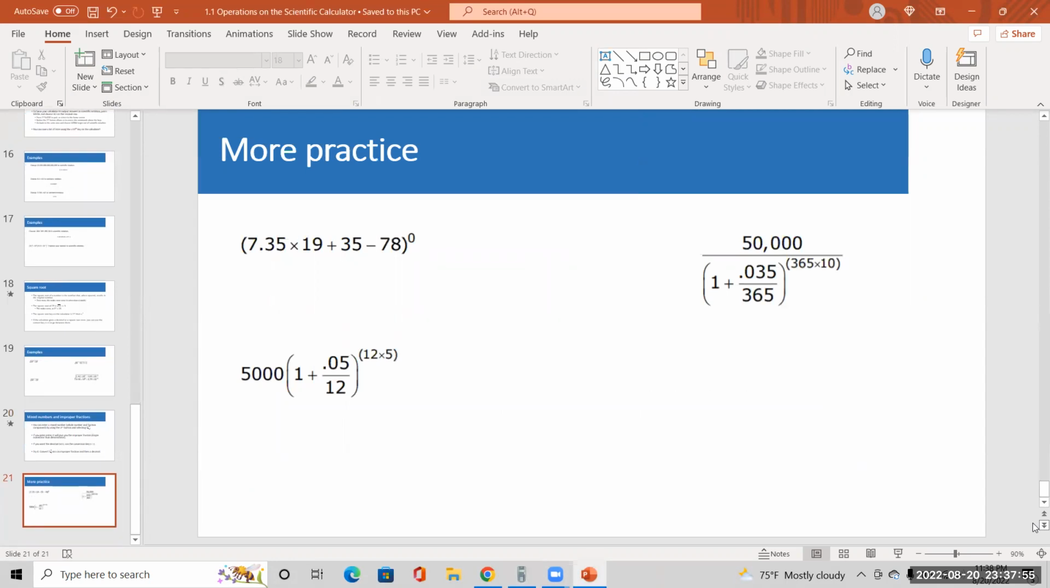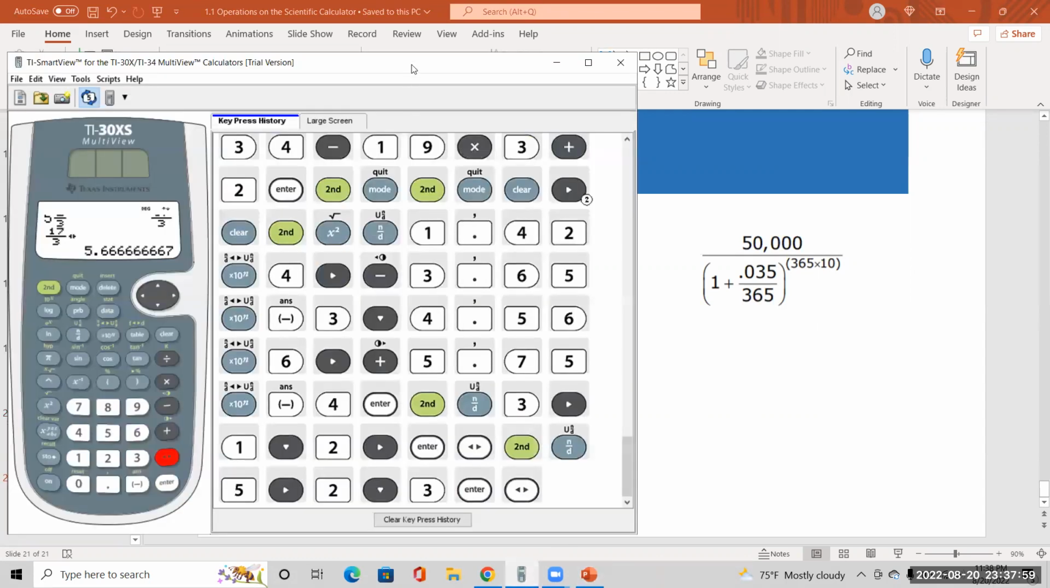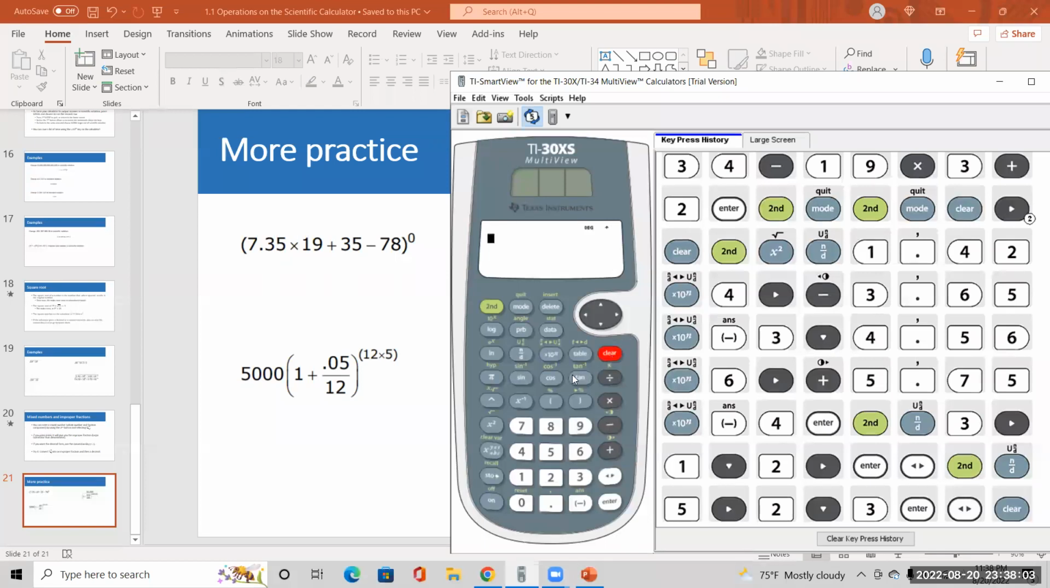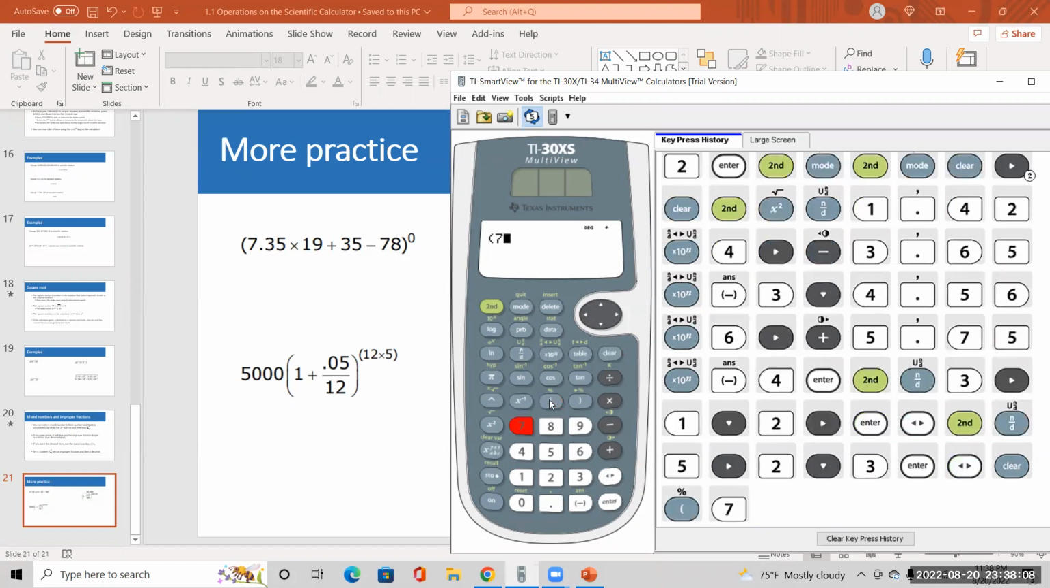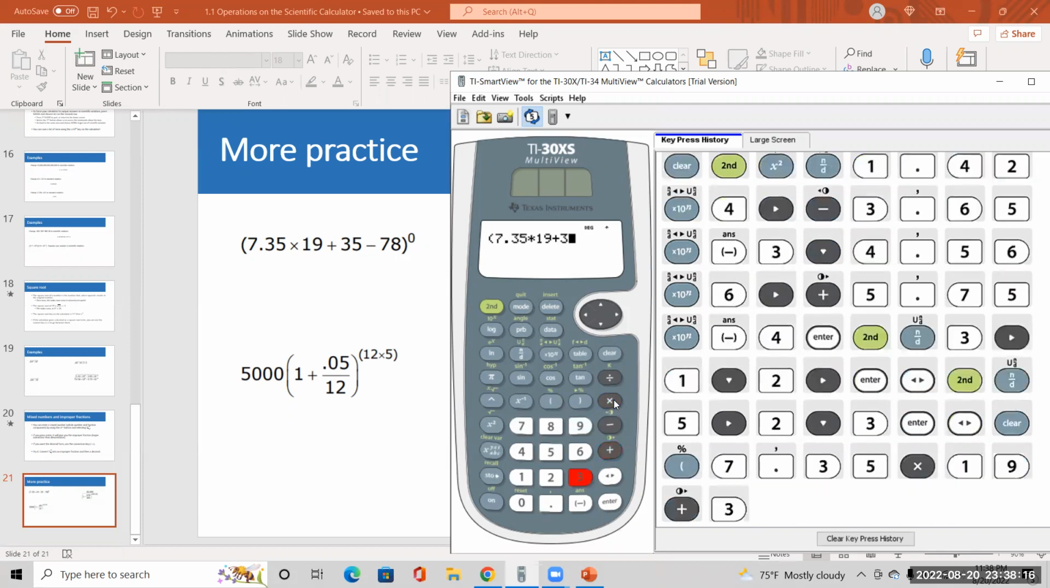And lastly, we have 3 practice problems. This is a great place to pause, do it yourself, and then see if your answers agree. I'm going to clear this out. Open parentheses. We'll have 7.35 times 19 plus 35 minus 78, and close that, and we're going to raise all of that to the 0 power.